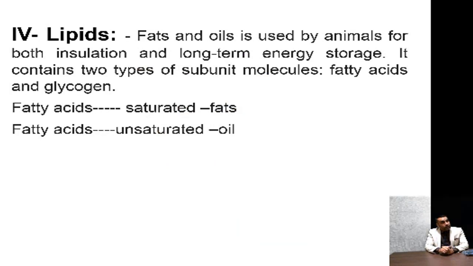The fourth one is the lipids. The lipids are actually too important. Without lipids we can't live. Fat and oil are used by animals, humans as well, for both insulation and long-term energy store. Lipids contain two types of subunit molecules, fatty acid and glycerol. In fatty acid we have two types, saturated and unsaturated molecules. For example, saturated fats and unsaturated oil like olives.